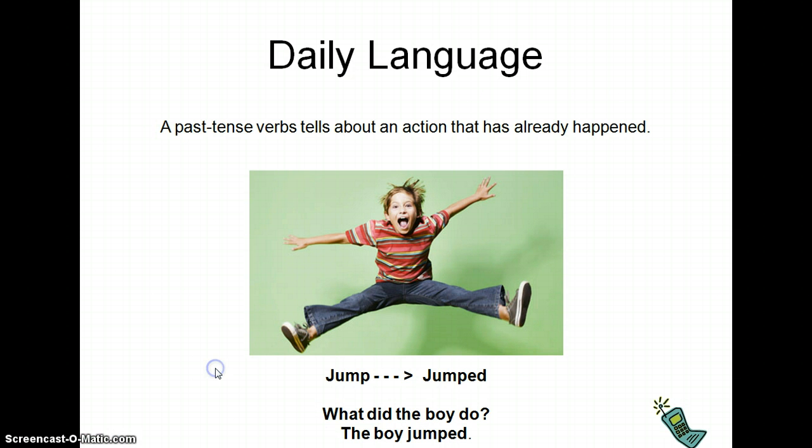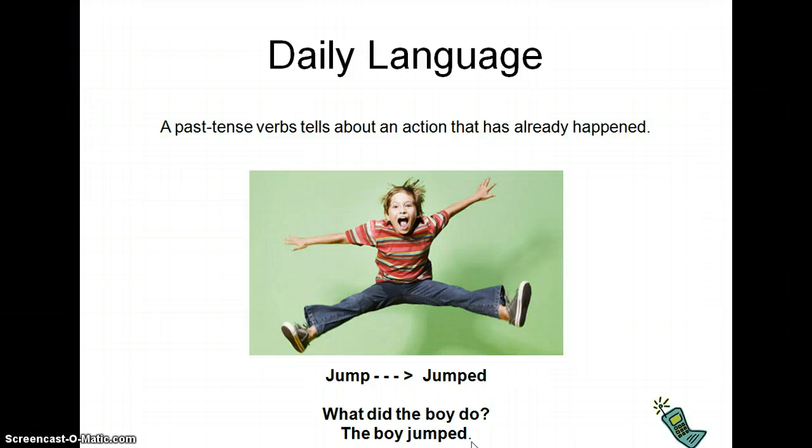And then we have the daily language, which in this case we're working on past tense verbs. So I have a definition of a past tense verb, tells about an action that has already happened. And like I said, I love visuals. So you see a child jumping in the air, and we have jump to jumped. So you have the ed. What did the boy do? The boy jumped.